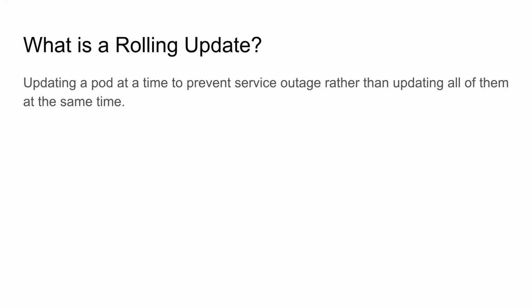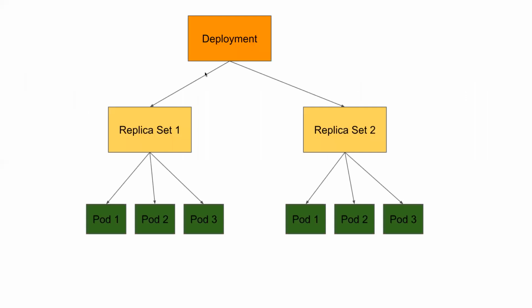Because other than that, you will have single point of failure. That means all of your pods will go down at the same time. So that is an undesired behavior on a specific production environment. So this rolling update is the default behavior of the Kubernetes during deployment. This is the main feature here.